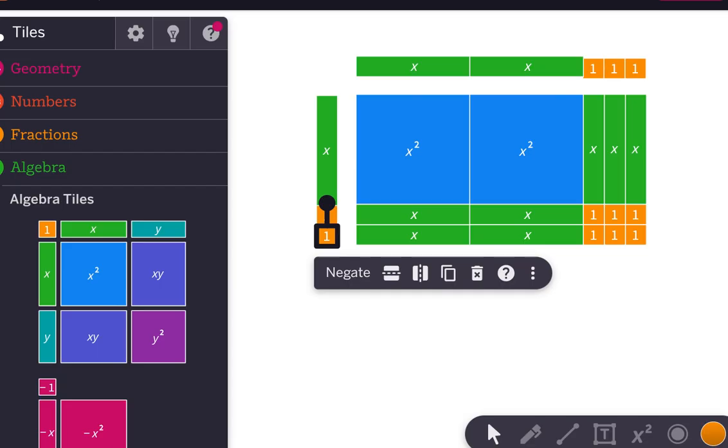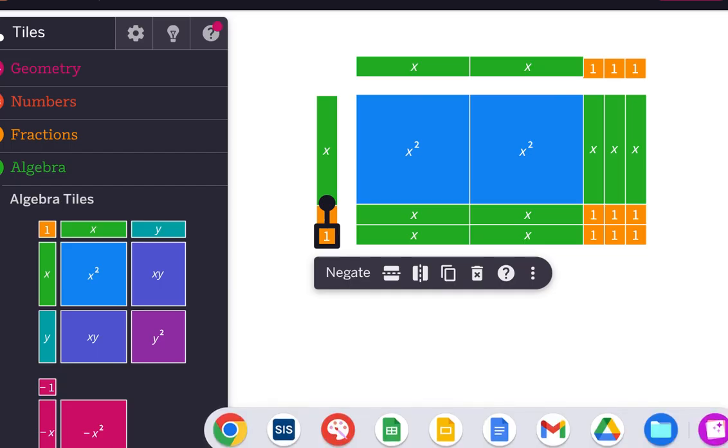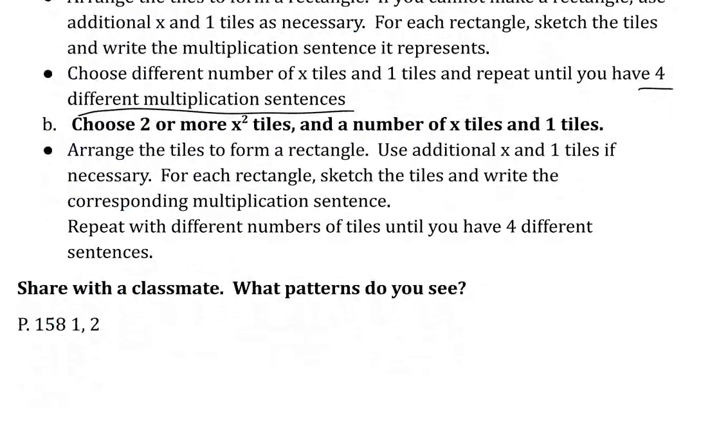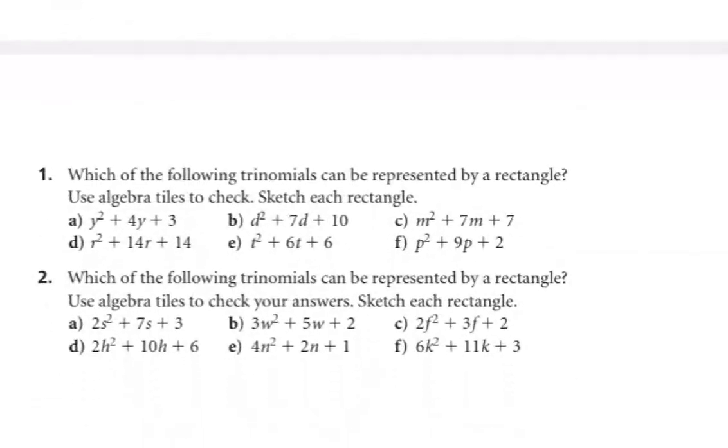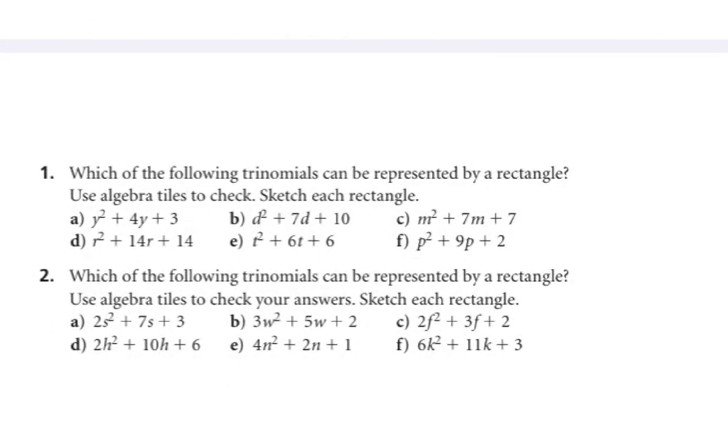So that's all we're getting you to do. And then in the next homework bit, I'm going to get you to work on page 158, questions 1 and 2. It says, which of the following trinomials can be represented by a rectangle? So I'm just going to show you how I would do this first one, okay?